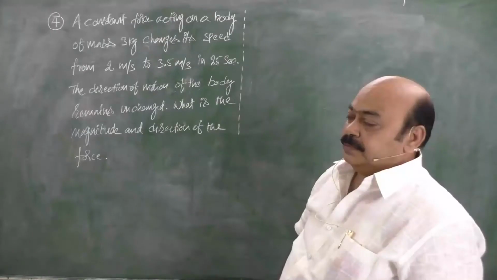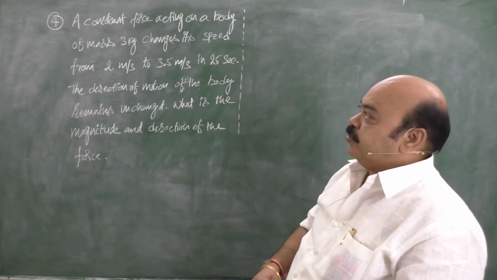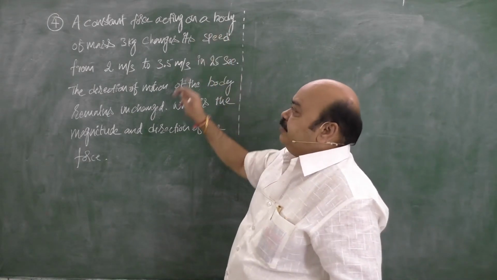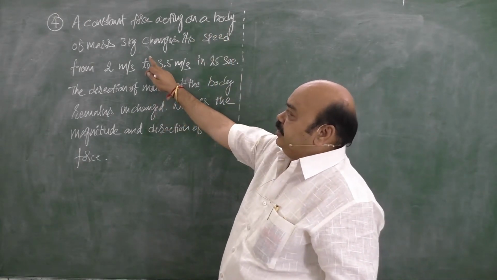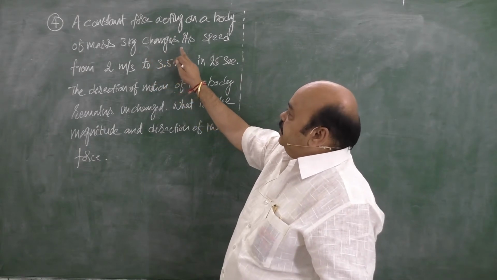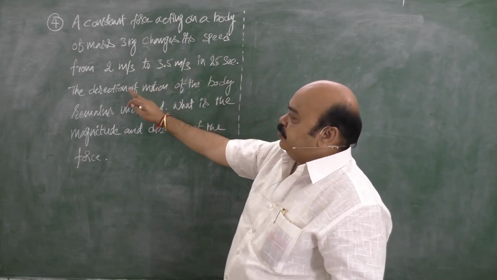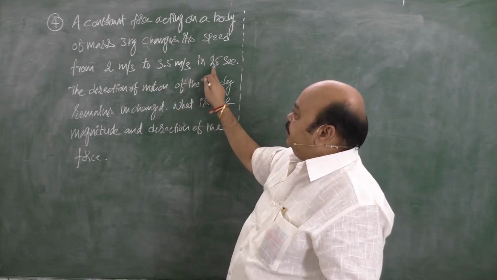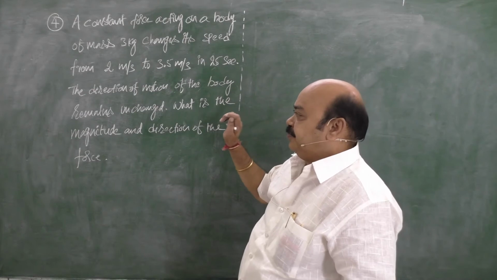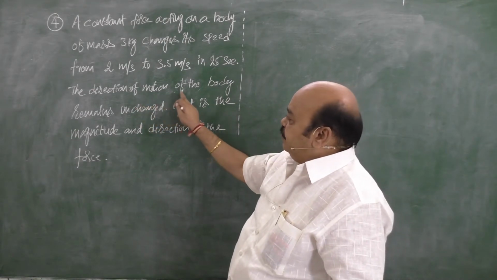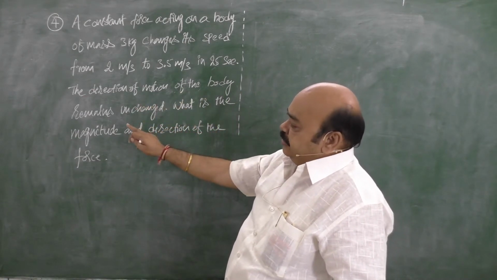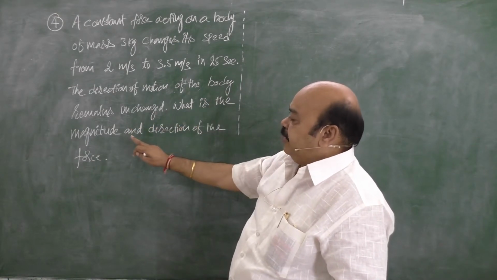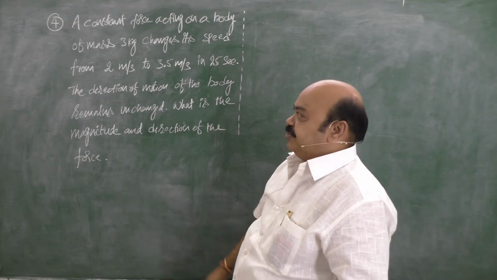Right? Next problem, problem number 4. A constant force acting on a body of mass 3 kg changes its speed from 2 meter per second to 3.5 meter per second in 25 seconds. The direction of motion of the body remains unchanged. What is the magnitude and direction of the force?